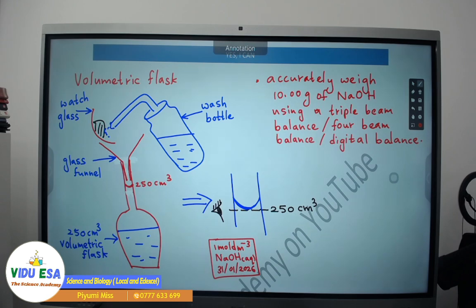Next point. Transfer the weighed sodium hydroxide completely through the funnel using the wash bottle.